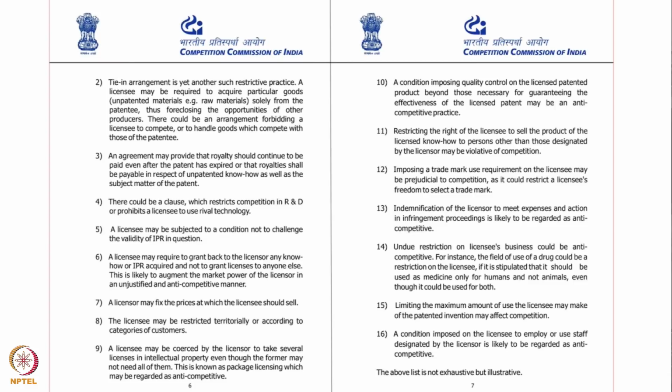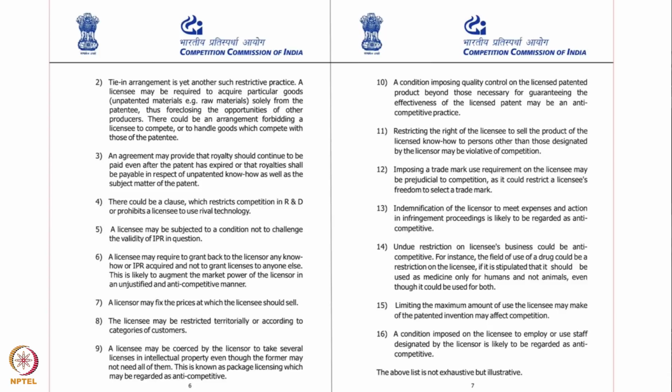Package licensing is again prohibited, wherein a licensee may be coerced by the licensor to take several licenses in intellectual property. A condition imposing quality control on licensed patent products could be a restrictive condition. Restricting the right of the licensee to sell a product of the licensed know-how to persons other than those designated by the licensor is a condition that restricts the sale. That could be anti-competitive. Imposing a trademark use requirement on the licensee may be prejudicial to competition, as it could restrict the licensee's freedom to select a trademark.